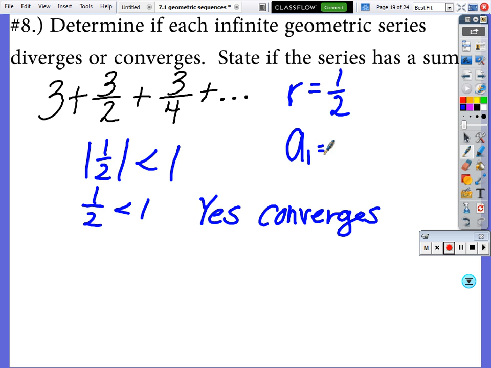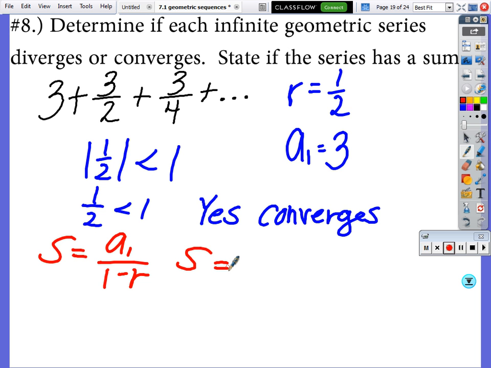So our A1 in this one is what? What's our first term? 3. Very good. And then I know, okay, I can add this up. It does have a sum. So I'll use the formula. S is equal to A1 over 1 minus R. So I'm going to just plug that in. The sum is equal to A1, which is 3, divided by 1 minus, we decided the R was 1/2.